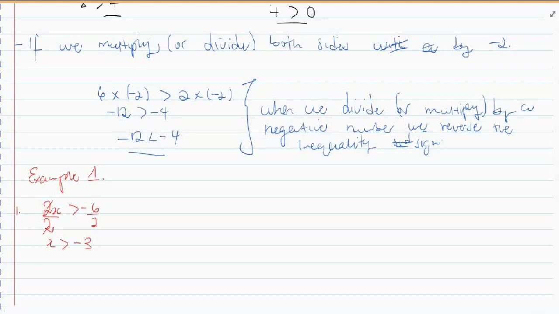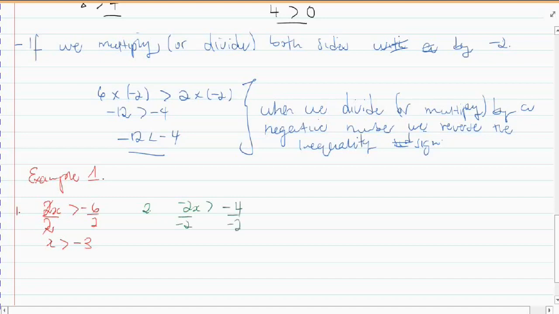Now let's see example 2. Say we have negative 2x bigger than negative 4. So we divide both sides by negative 2. Since we're dividing by negative 2 and x now becomes positive, we have to reverse the inequality sign. So we're going to have x is less than positive 2.